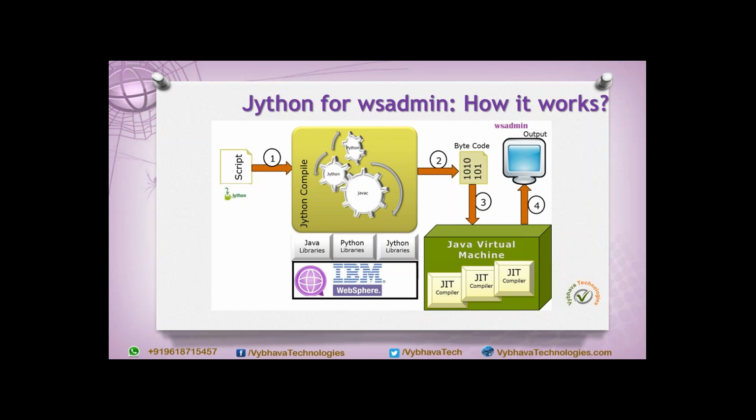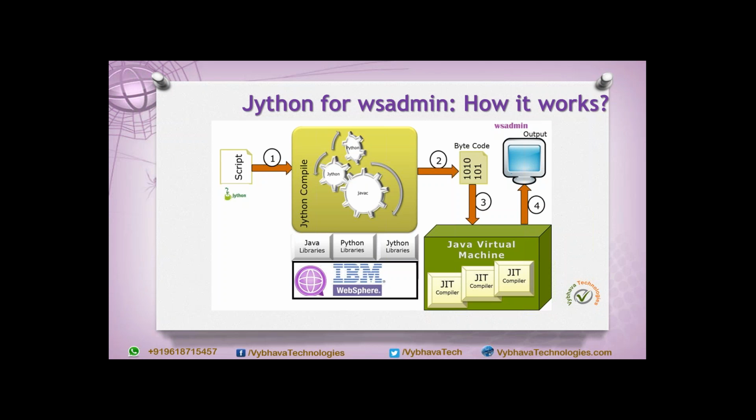First it is compiling, converting into bytecode, then the half part is done and it becomes interpretation. That will be compiled by the JIT compilers. Then it is giving the output on the screen. Okay, so this is how the whole process of executing a Jython script works.